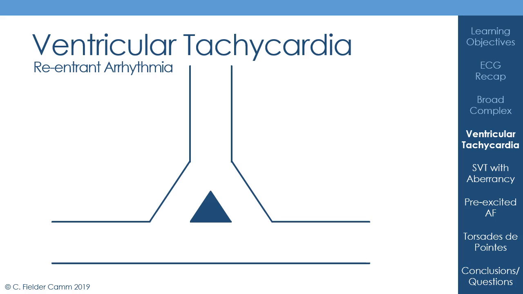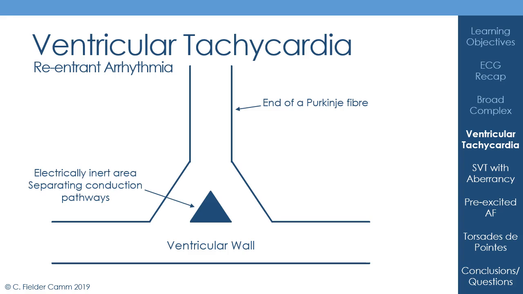So ventricular tachycardia is a re-entrant arrhythmia. This is probably the most common form of ventricular tachycardia, and essentially what we have here is the end of a Purkinje fiber. And this is our ventricular wall here. I do appreciate that my artistic ability is relatively limited. And you end up with this electrically inert area separating conduction pathways. And that tends to happen at the end of these conduction pathways. They split and split and split, and eventually they split just before the ventricular wall. And in between them, there'll be areas that are essentially electrically inert.